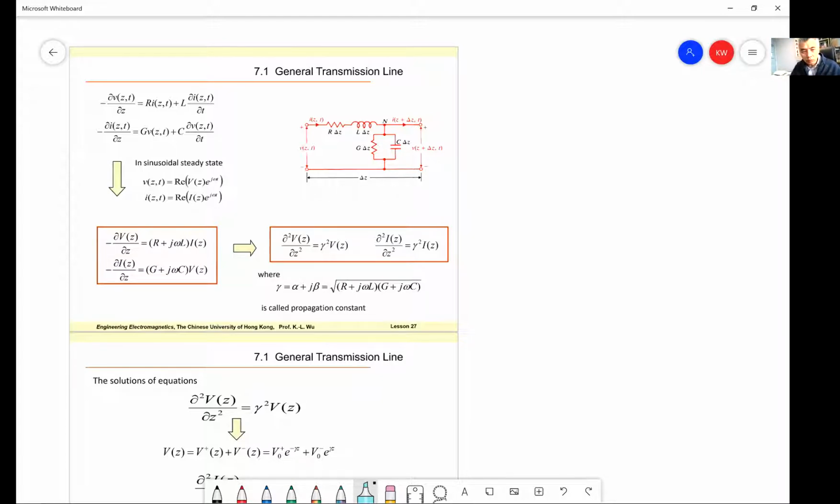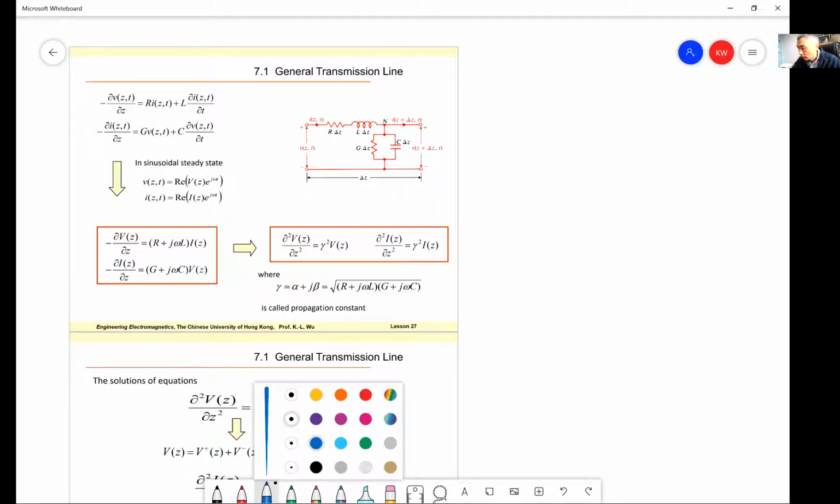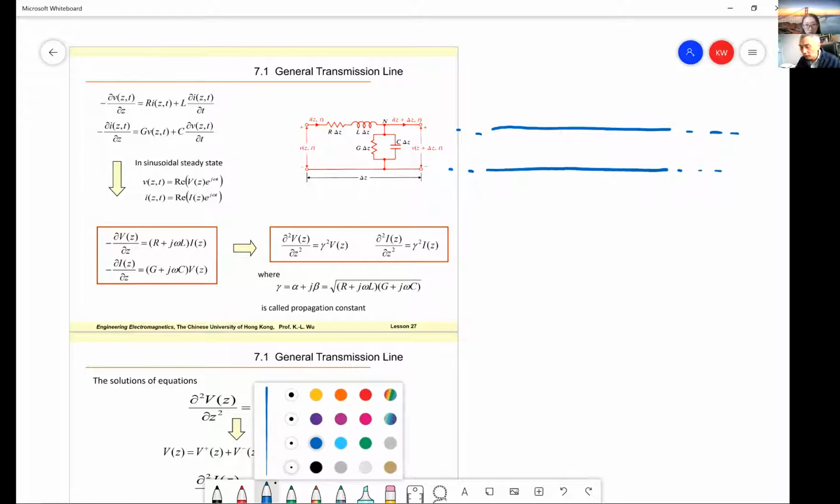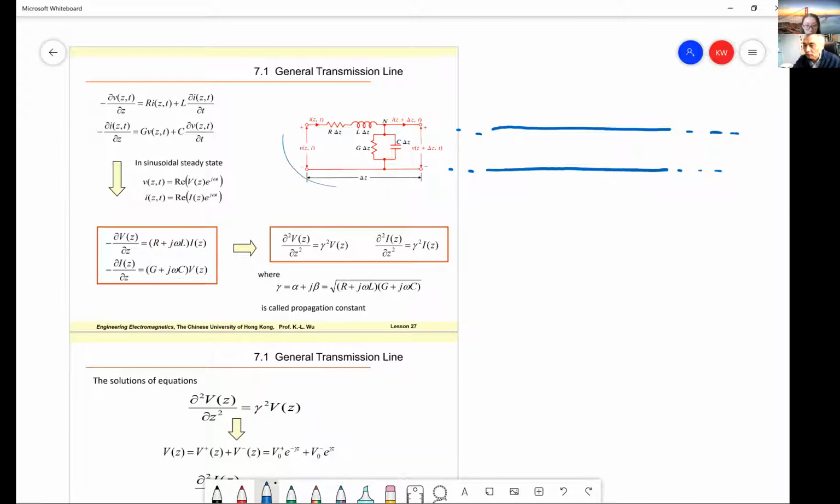Let's quickly review what we have learned about transmission line. First, we study if the transmission line is a thick wire. If the transmission line is long enough, infinitely long, then we discuss that the electric property of a transmission line can be described by a circuit model.